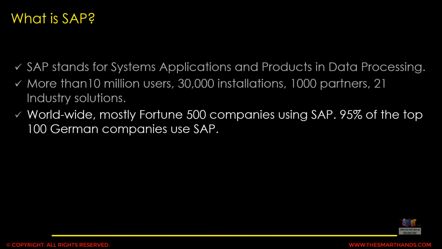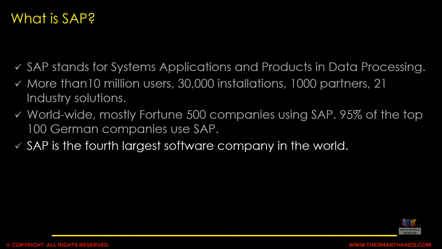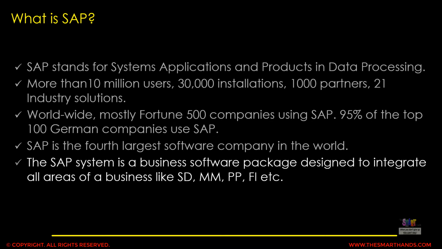Worldwide, mostly Fortune 500 companies use this SAP system, and 95% of the top 100 German companies are also using it. SAP is the fourth largest software company in the world, and the SAP system is a business software package designed to integrate all areas of a business. For example, SD, which is the sales side, material management, production planning, and FI, which is the accounting side of a company.